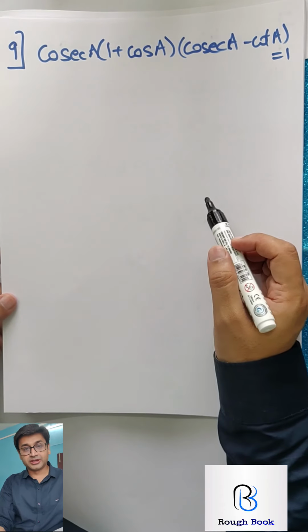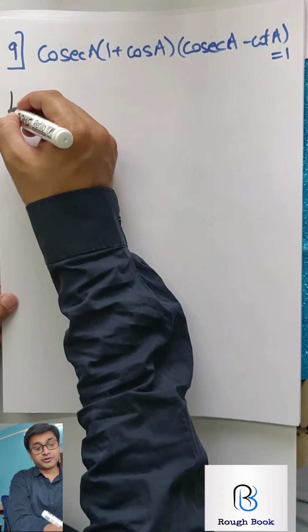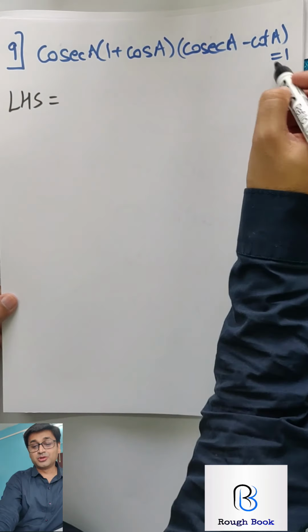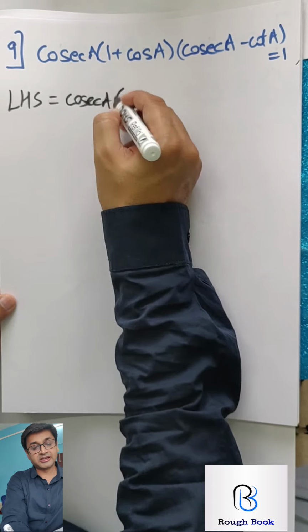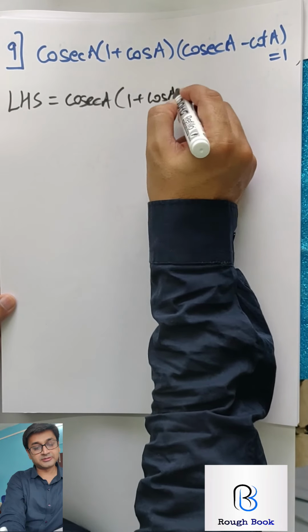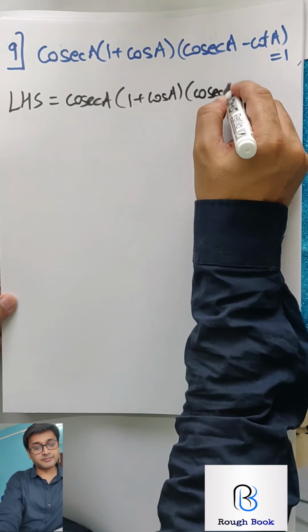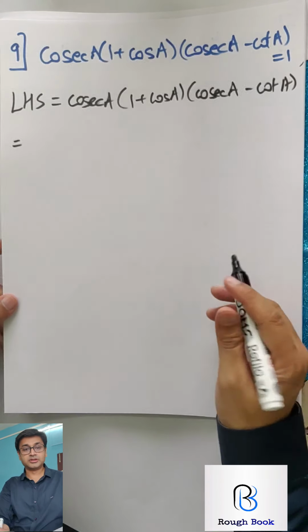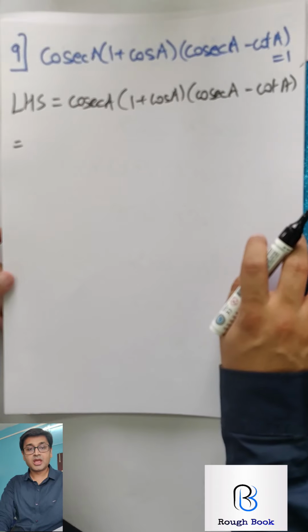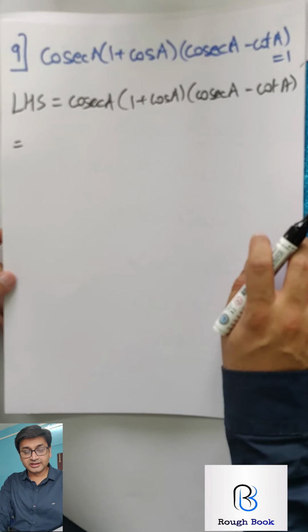Obviously, where are you going to begin with? LHS, RHS? If you're not careful, you will start with RHS. Because with 1, what are you going to do? Obviously, you're going to start with LHS. So cosec A, 1 plus cos A, into cosec A minus cot A. Now I have no clue how to begin with this. So can you give me some idea? The best idea is when you don't know anything, convert everything into sine cos.